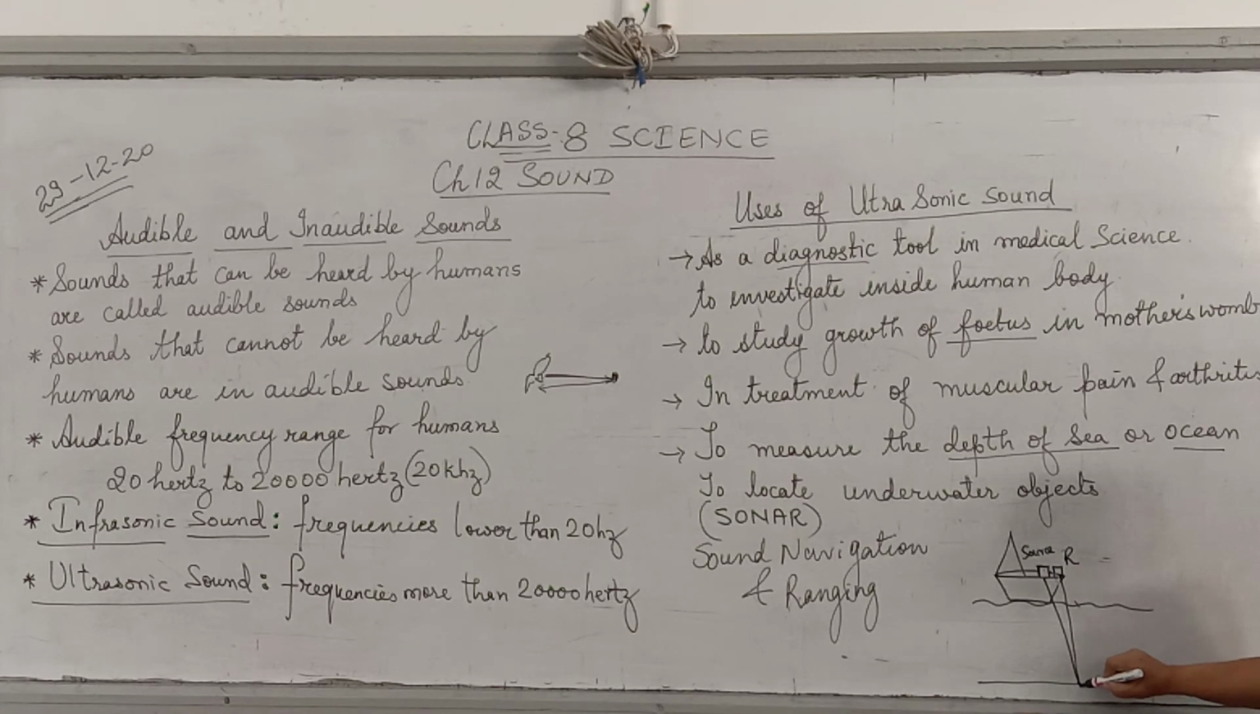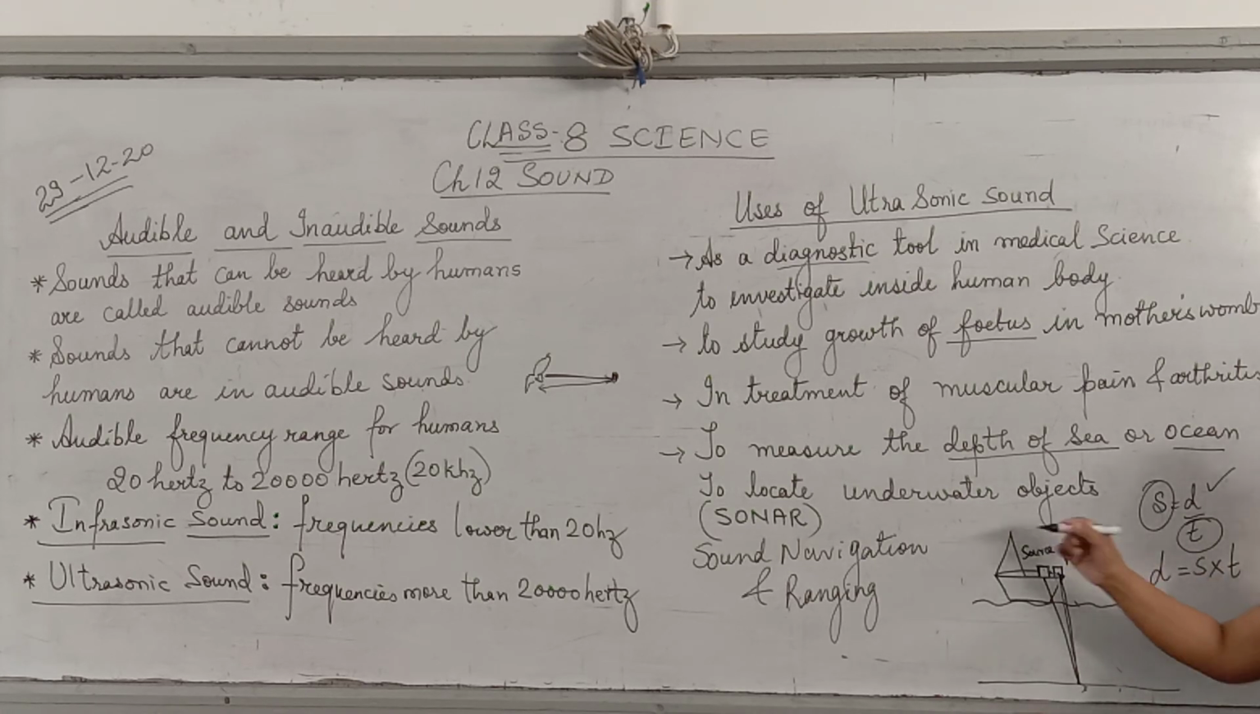Now, just as light is reflected, in the same way sound also can be reflected. So it is reflected back and the receiver receives it. And how much time it takes, that is noted down. We already know the speed of sound, and we know that speed is equal to distance upon time. So if we know time and speed, we can find the distance by using the formula distance is equal to speed into time. So this is how the sonar technique can be used for finding out the depth of the sea or to locate any underwater object.